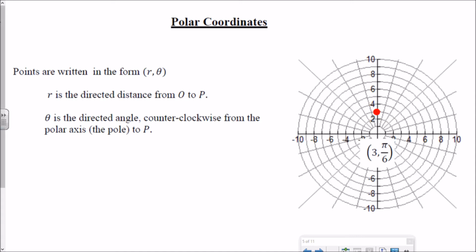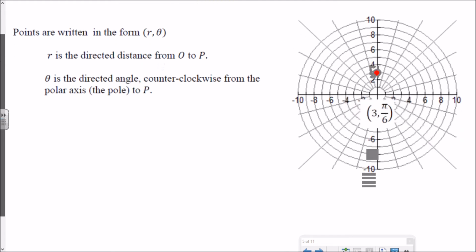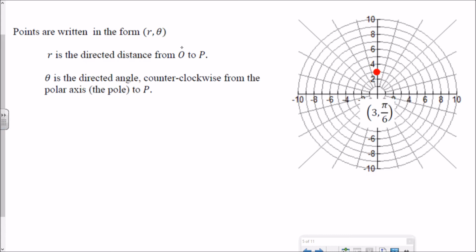All right, so that's it for the warm-up. Now we're going to move on to the polar coordinates. So this says points are written in the form r theta. R is the directed distance from the origin to your point. So this is almost like magnitude if you're thinking in vectors. It's the direct distance from the origin to a point, especially if you're working on the position vector. And then theta is a directed angle, like your direction angle, counterclockwise from the polar axis.